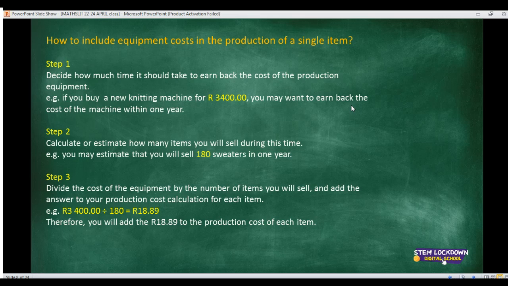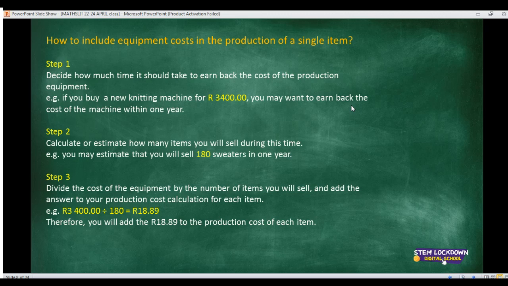Now here I'm showing you how to include equipment costs in the production of a single item. So this is another example, when you have quite complex things going into making a product. So you need probably certain equipment. So this is an example of when you have a knitting machine and you're sewing clothes for people.